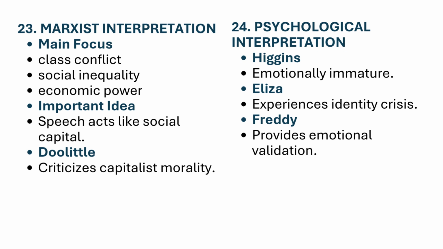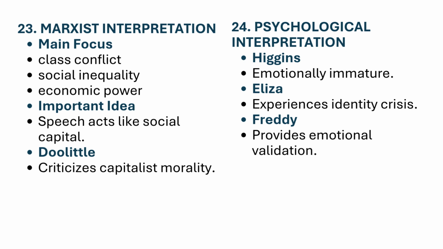The society presented in the play is highly stratified. People are categorized according to social class, wealth, education, and occupation. The upper classes possess power and privilege, while the working classes struggle for opportunity and recognition. One of the most important Marxist ideas in the play is that speech functions as social capital.